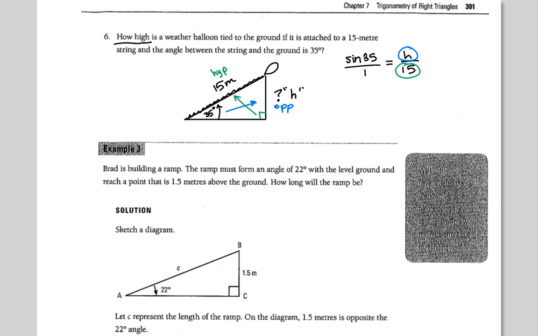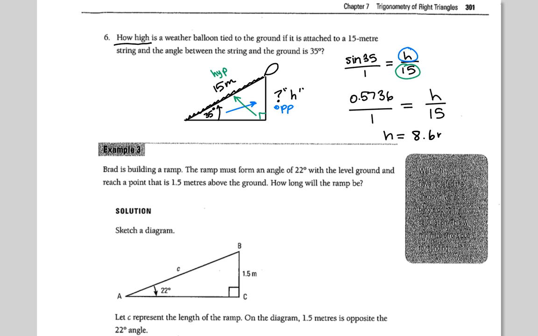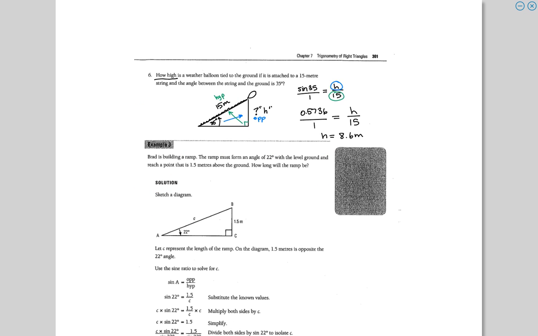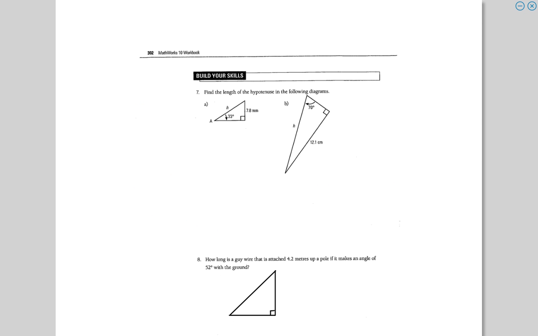So let me figure out sine 35 in my calculator. 0.5736 after rounding over 1 equals h over 15. So cross multiply, times by 15, divide by 1. H is 8.6 meters. Okay, so in all these examples, number 6 and number 5 and number 4, we were always solving for the opposite. So I'm pretty sure that in these next examples, we'll probably start solving for the hypotenuse. Yeah, that's what they're doing here.